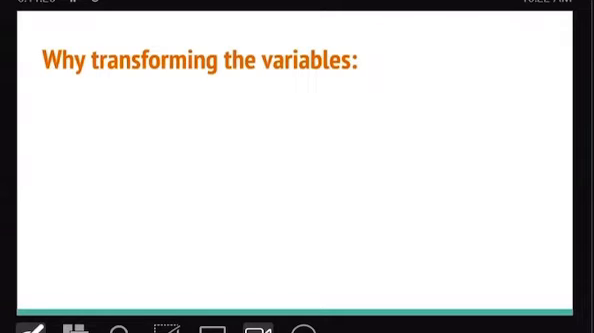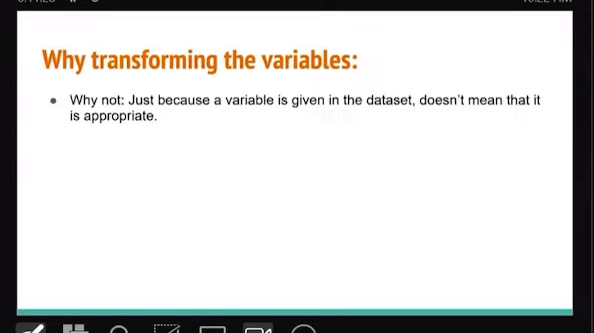So why do we transform our variables? I said just because a variable is given in the data set doesn't mean it is appropriate. Let me tell you this.